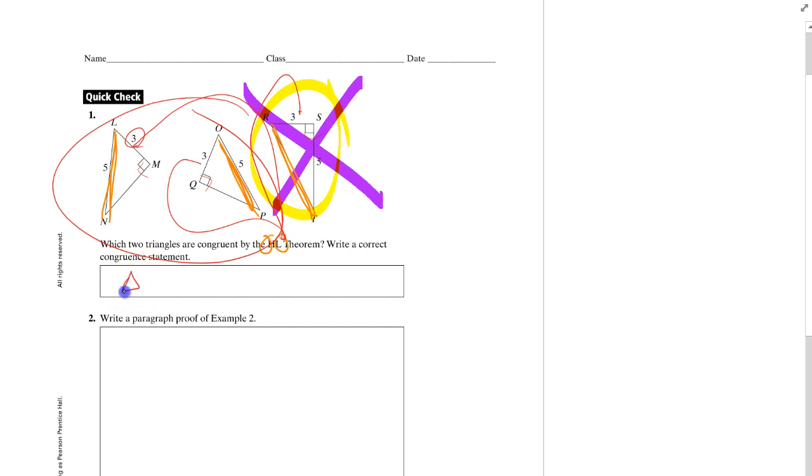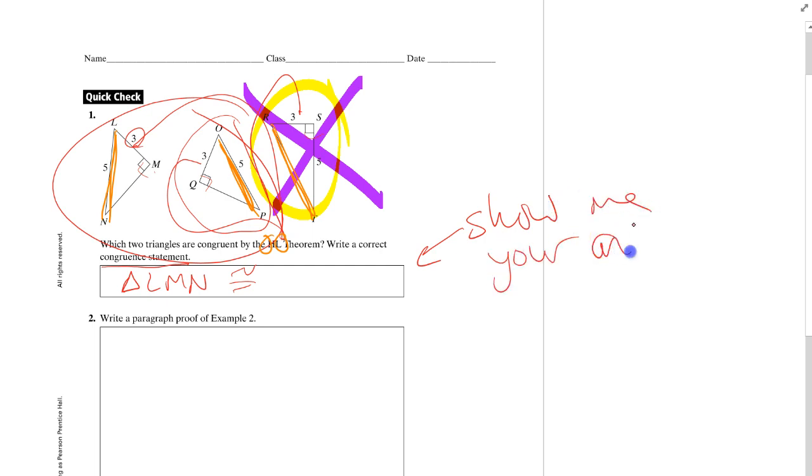So let's write a congruence statement. Triangle LMN is congruent to, how are you going to name this triangle so that we've got the corresponding parts here? Show me your answer. Triangle what?